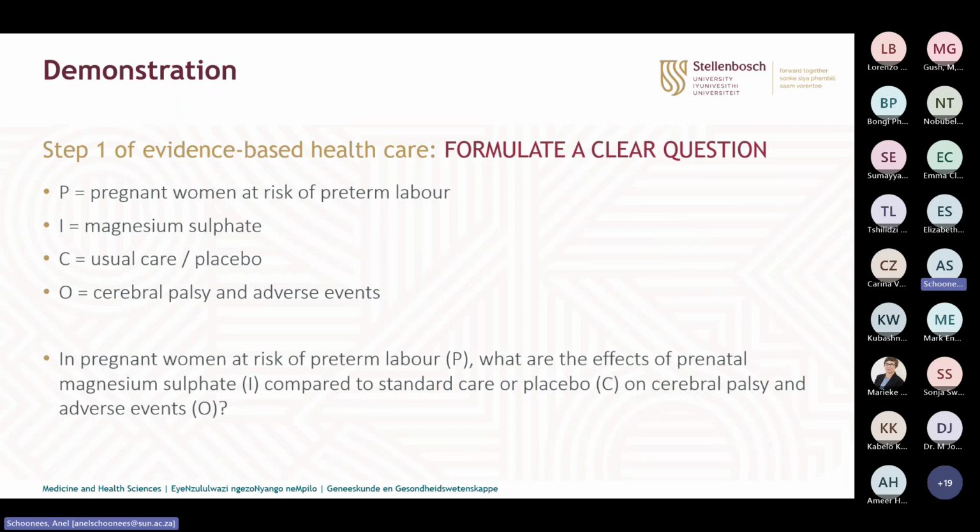And then the outcome, particularly that we are interested in this scenario, is the incidence or the occurrence of cerebral palsy and adverse events. But of course, in this decision, there's a whole lot of other outcomes that are also important to take into account. So if we put the PICO elements together in a question format, we would say: in pregnant women at risk of preterm labor, what are the effects of prenatal magnesium sulfate compared to standard care or placebo on cerebral palsy and adverse events? So that is then step 1 of evidence-based healthcare.